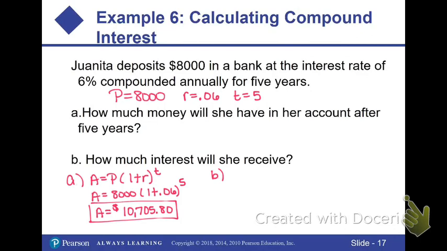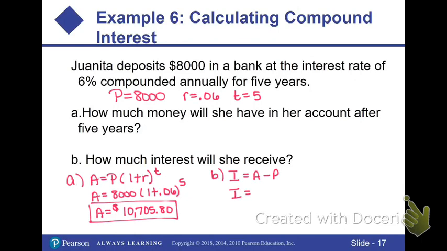And then B says, how much interest will she receive? Well, we know the ending amount, and we know the beginning amount, so the interest is the difference between them. So the interest is going to be the ending amount minus the beginning amount.